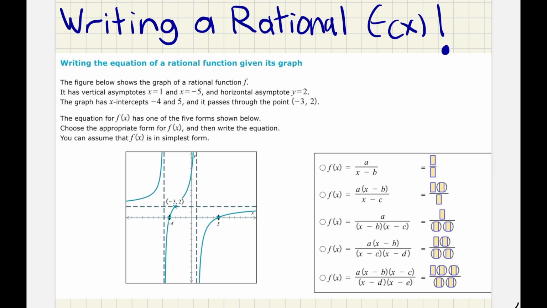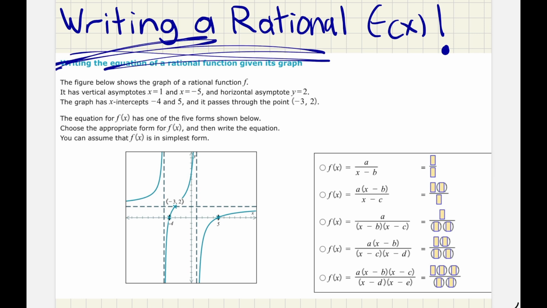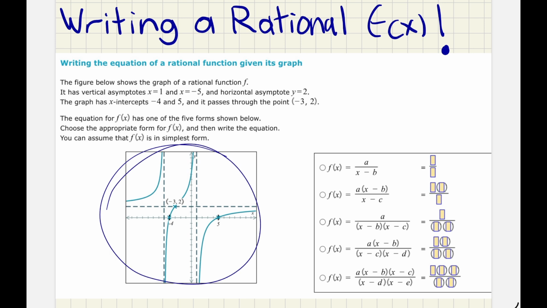Hello, today you're gonna see how quick it is to write a rational function if you have the graph. So if you have the graph, I need to write the function. Let's see what happens. A good idea is always the asymptotes. Starting there, that is the denominator of the function, it's a very good idea.